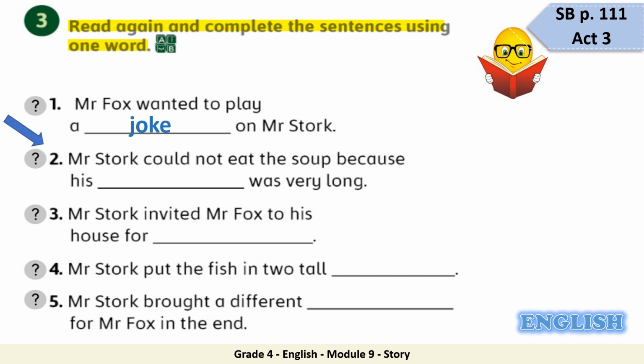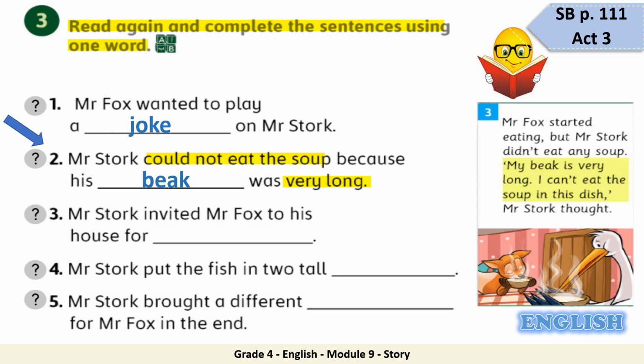Number 2. Mr. Stork could not eat the soup because his was very long. And here are the key words to help you. What do you think? Beak. Excellent. And if you go back to the story, you're going to find the answer here. My beak is very long. I can't eat the soup in this dish.